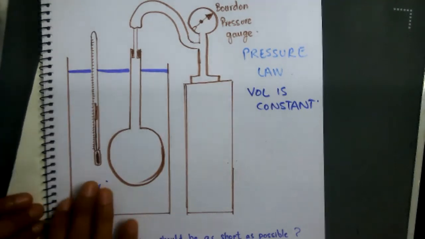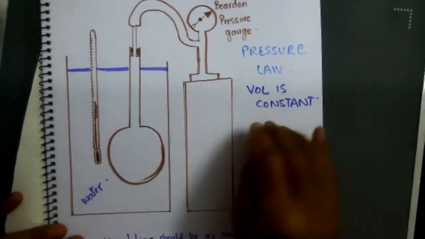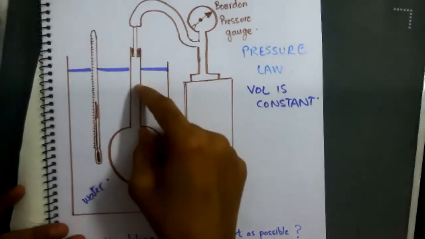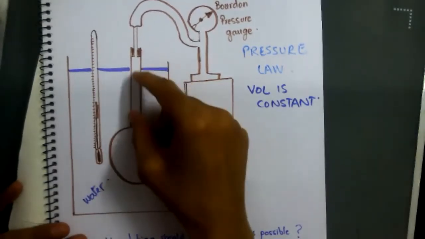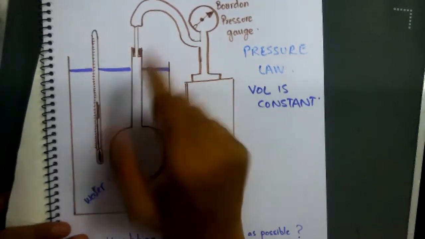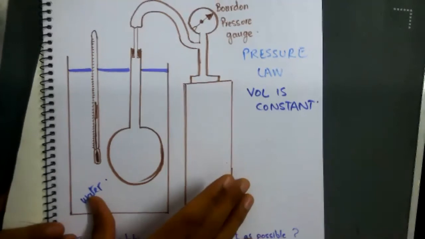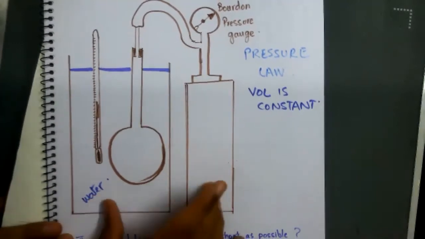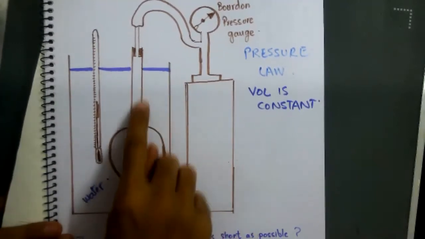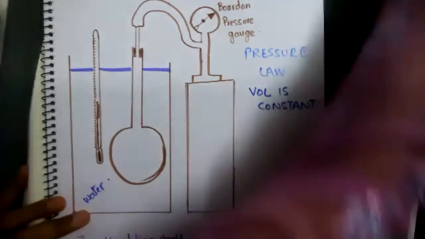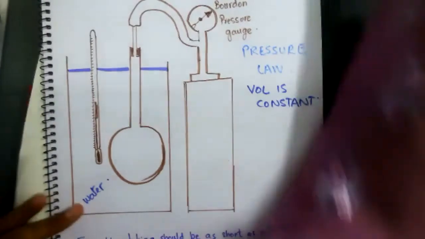So let's talk about this pressure law in which the volume is constant. I asked you a question, why is the air column inside the water? Why is it important? Let me explain this apparatus first. This is a round bottom flask. It is filled with air, and this diagram is the same as on page 77.